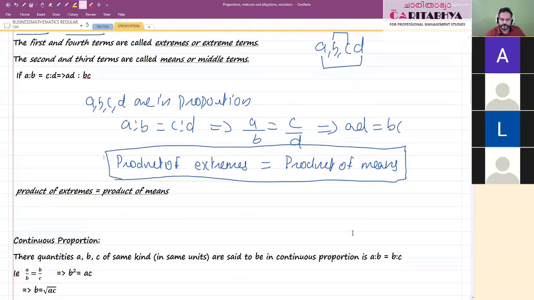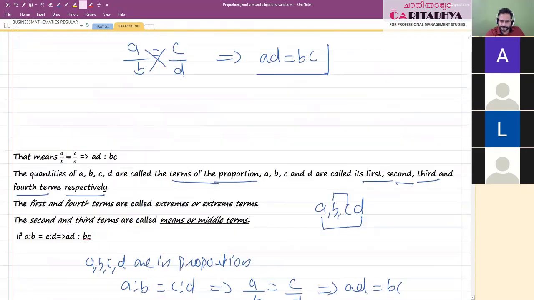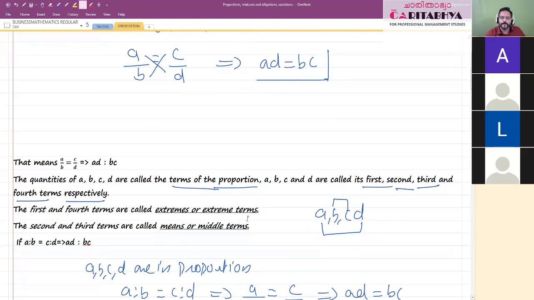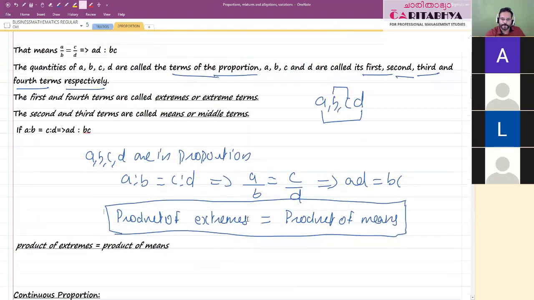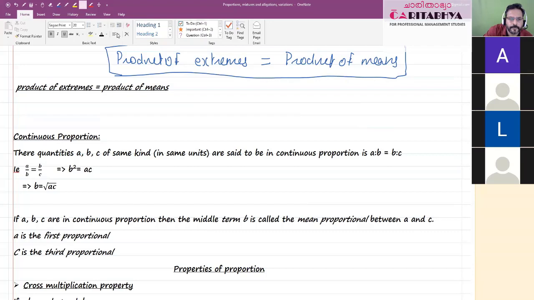Then, next head. Yes, sir. Then the next head, continuous proportion.